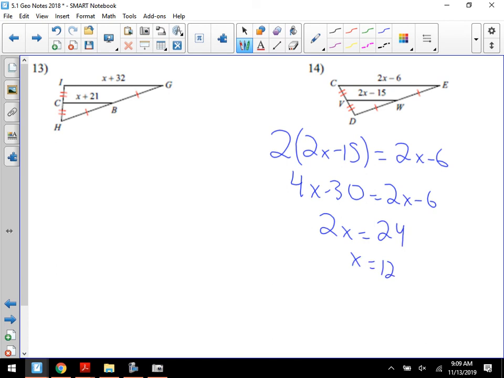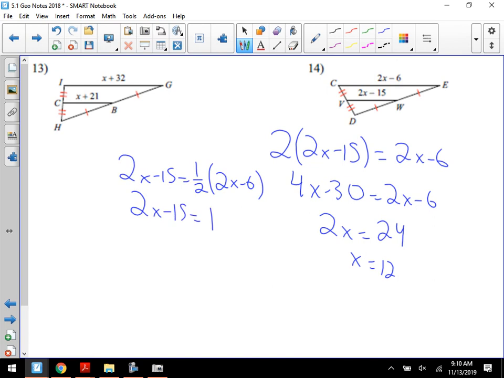Well, the other way you could have done that one, see how the side it doesn't touch, parts of it are even? You could do half of even numbers and not have to worry about decimals. So you could have done it that way too, and done the 2x minus 15 is half of 2x minus 6. Because what's half of 2?